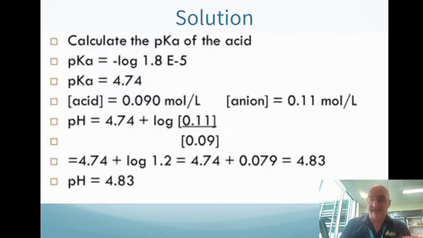pKa is minus log to the base 10 of 1.8 by 10 to the minus 5, so it's 4.74. The concentration of acid is 0.09, anion is 0.11. Plug the numbers in, salt over acid. Final answer, 4.83. Pause it if you want to review that. We're moving on.